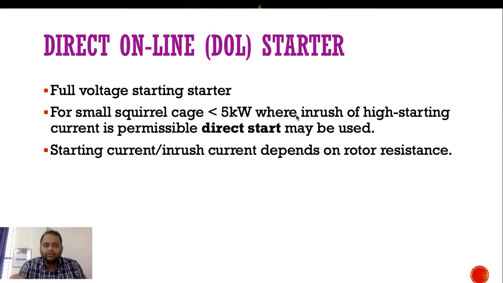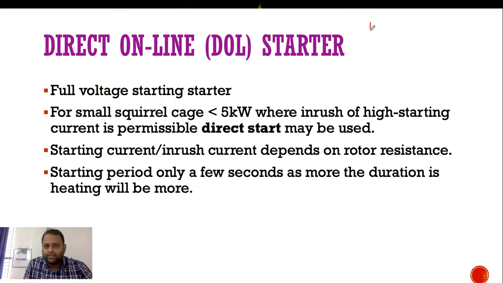Okay. So as you know, the starting current, which is also called inrush current in the motor, depends upon the rotor resistance. If the rotor resistance is high, then your starting current will be low. Remember the torque speed curve.